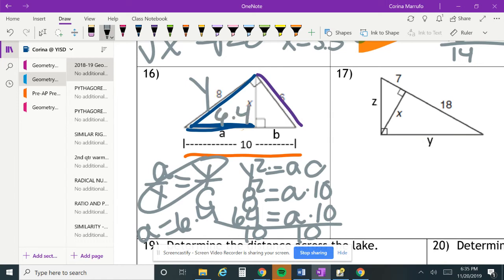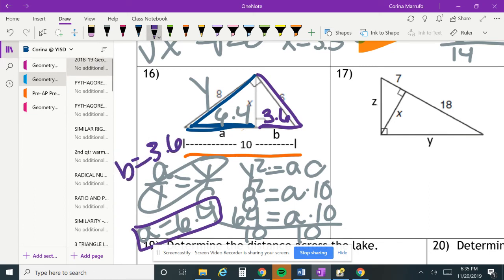So then that means that we can find B right away. If we do 10 minus 6.4, because we know that whole thing is 10, that gives us 3.6. So now we need to find X. I believe that's the only one that we're missing. So we have A, we have B is 3.6, so now we're just missing X.